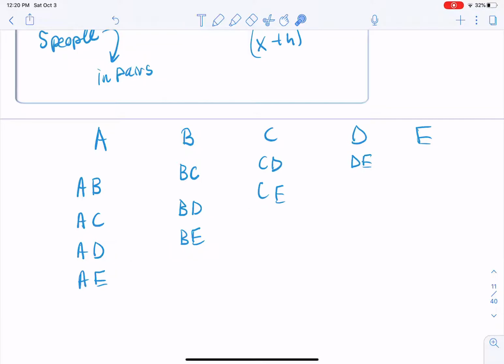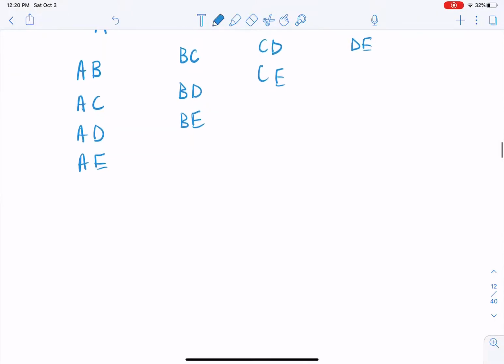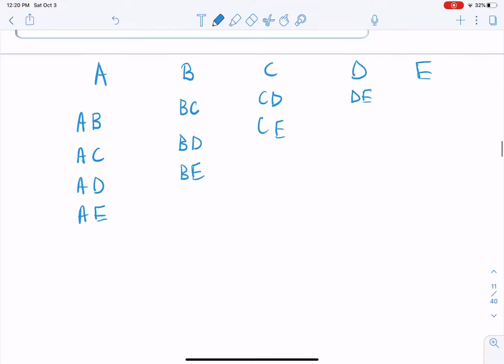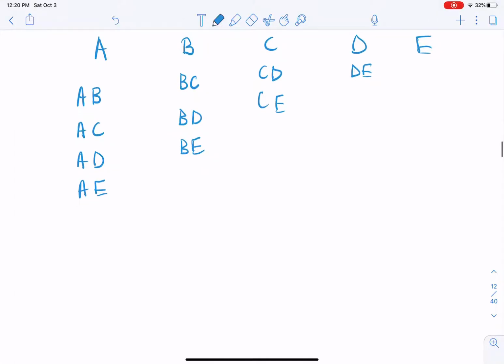So how many pairs do we have? 1, 2, 3, 4, 5, 6, 7, 8, 9... We have 10 pairs. And here is the way that we often write this combination in terms of some sort of notation. So we use the letter C for combination, and outside here we put how many people we're actually talking about, how many things are in our group.